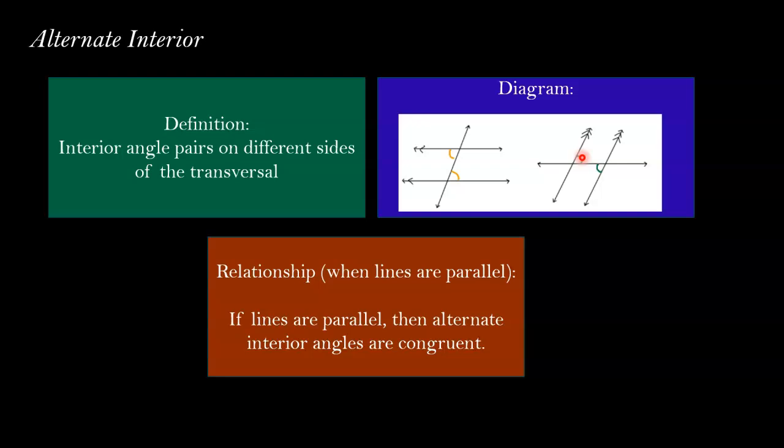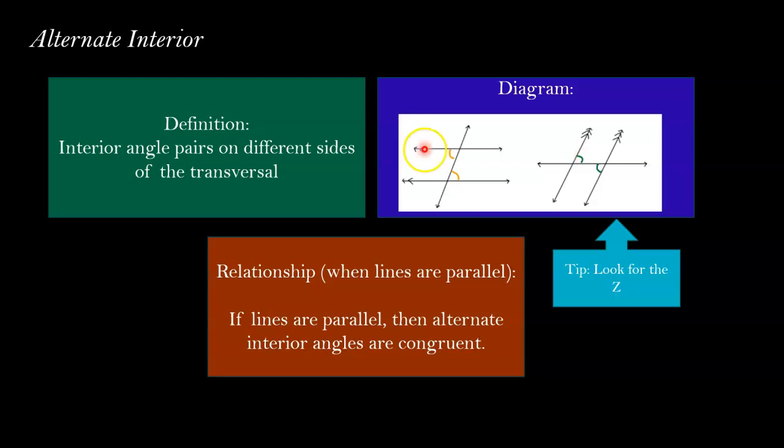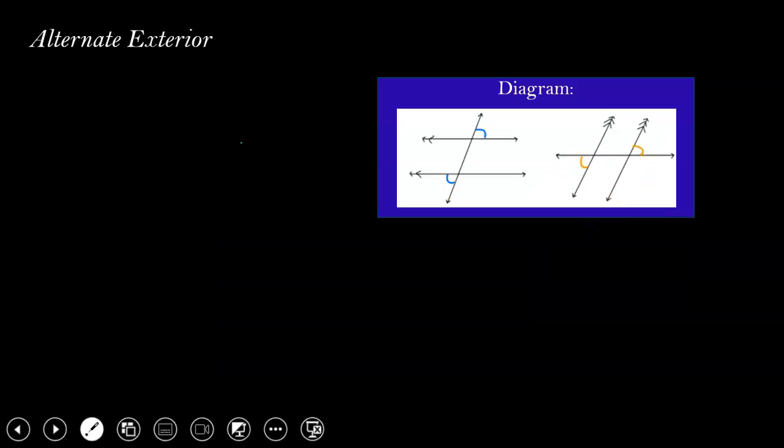They're congruent. The other thing you can note is that when you're looking for alternate interior, you can kind of look for that big letter Z. That letter Z indicates that you have alternate interior angles.